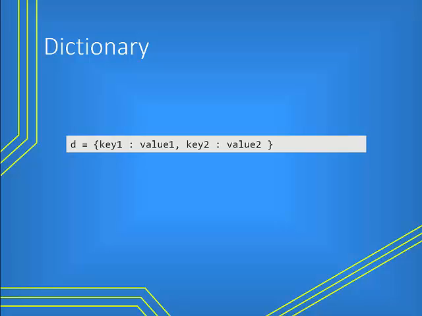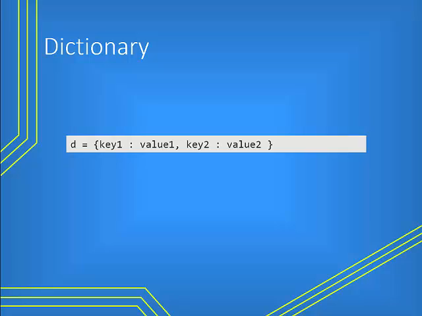This basically translates to say that you should only use simple objects for keys. Pairs of keys and values are specified in a dictionary by using the notation d equals key 1 colon value 1, comma, key 2 colon value 2, and so on.